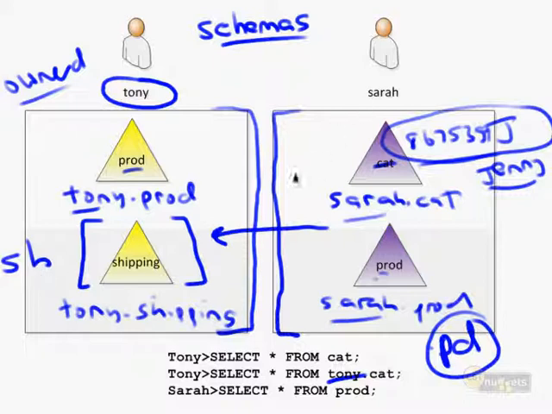She can try to run select against Tony.shipping, and she's not going to get anything back by way of results unless and until Tony grants Sarah the appropriate permissions. So there is a heavy distinction indeed between the synonym and security.